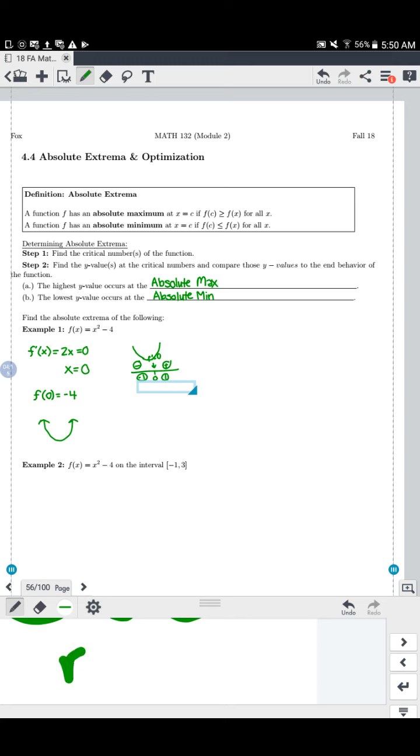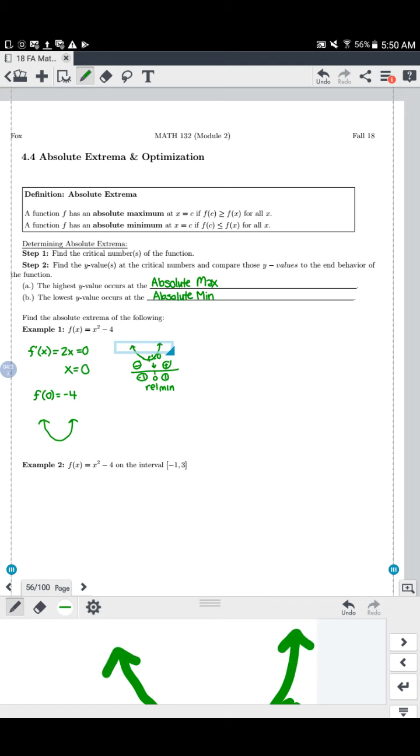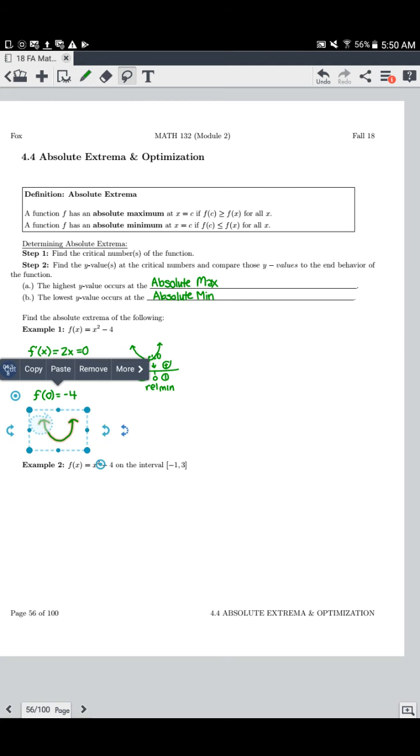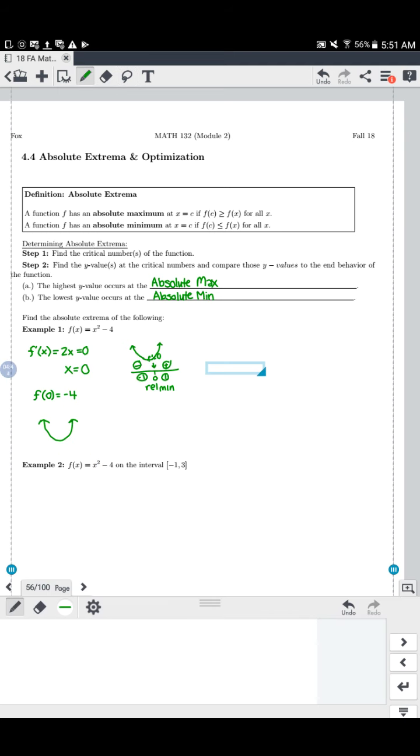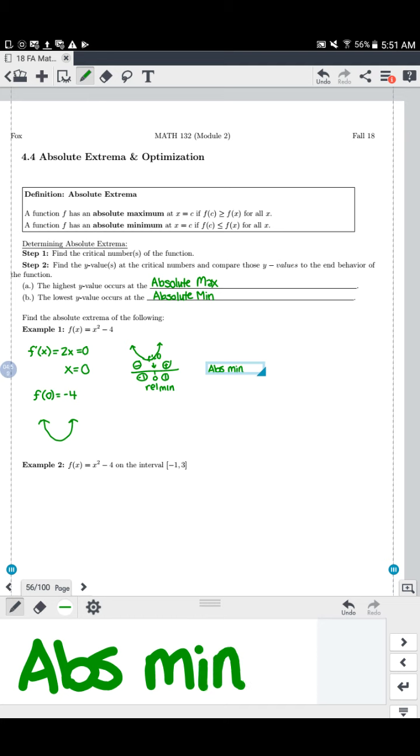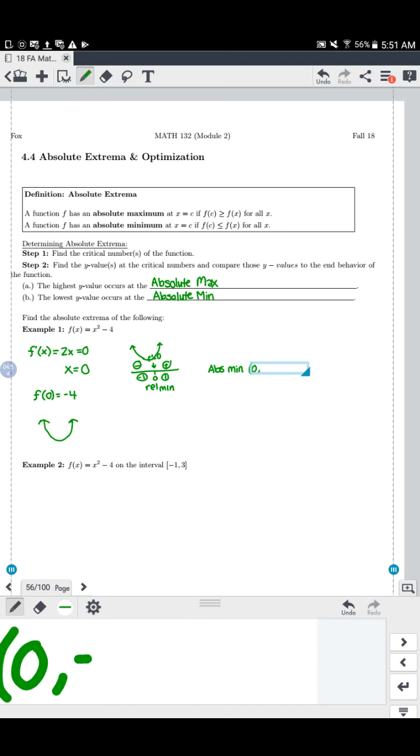To find if that's the absolute min, I just compare it to my end behavior since I don't have endpoints. So we drew this picture here and again up here. I want to compare my relative min to my end behavior and see if it's actually lower. So I'm looking at what's happening at my endpoints. My left endpoint is going up to infinity, and my right endpoint is also going up to infinity. So definitely that relative min is my absolute min. Absolute min is at the point 0, -4.